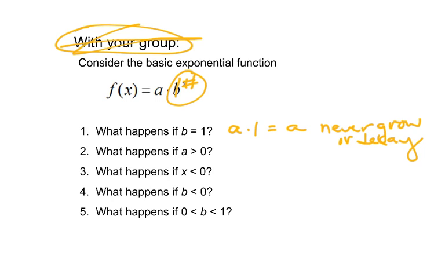What happens if a is greater than 0? If a is greater than 0, that means your initial value is positive, so you're going to start above the axis, in the positive values. Depending on what the x is, you could be going down or up, so it just depends. This next one says that x is less than 0, so x is negative, and so that's going to be a decay.